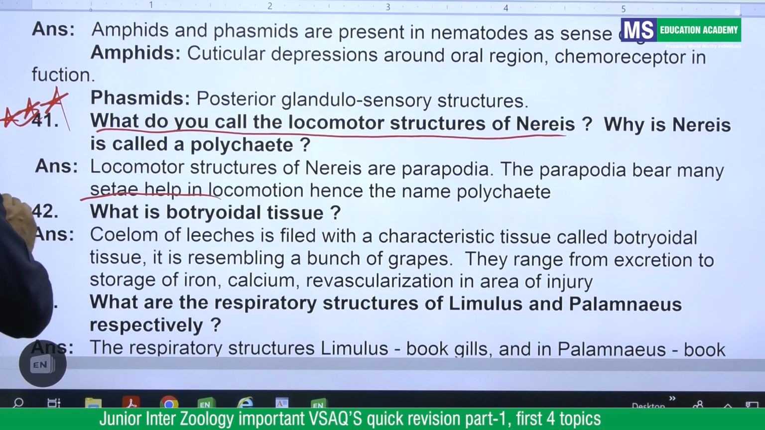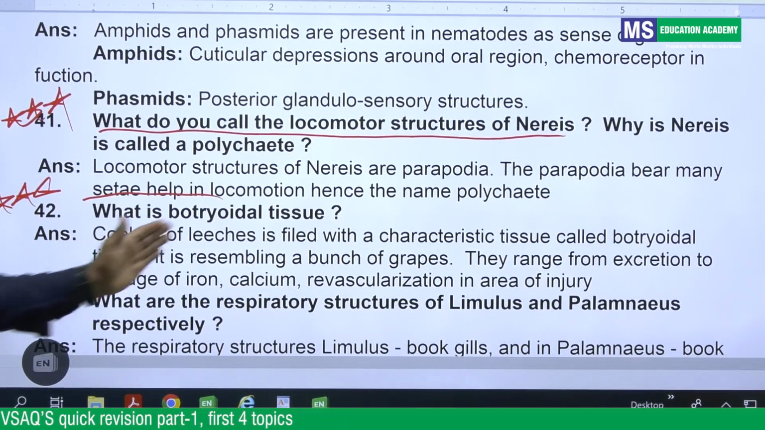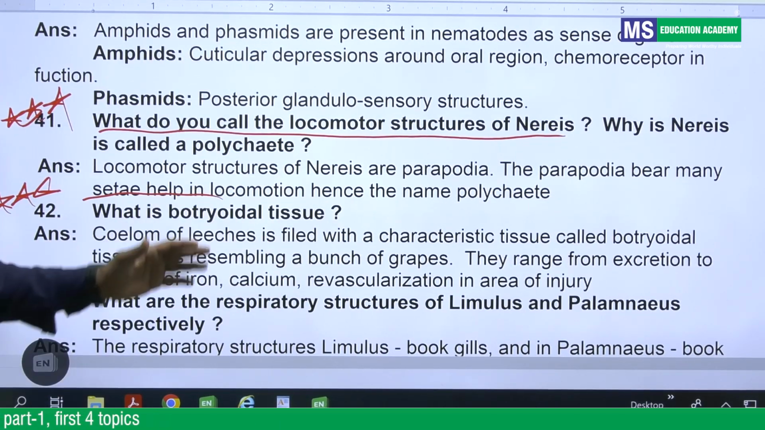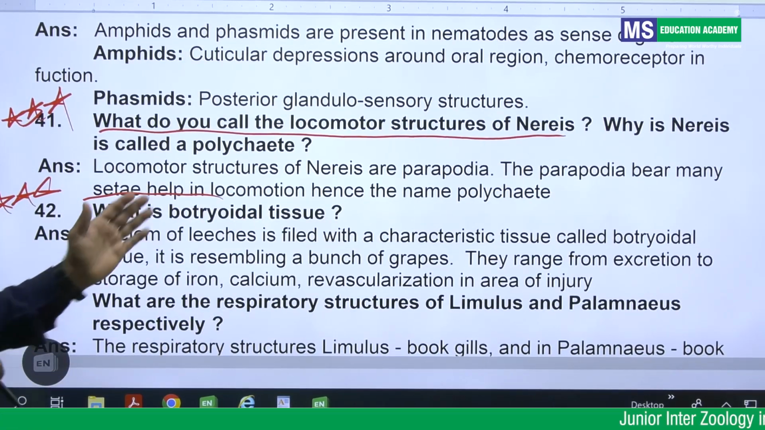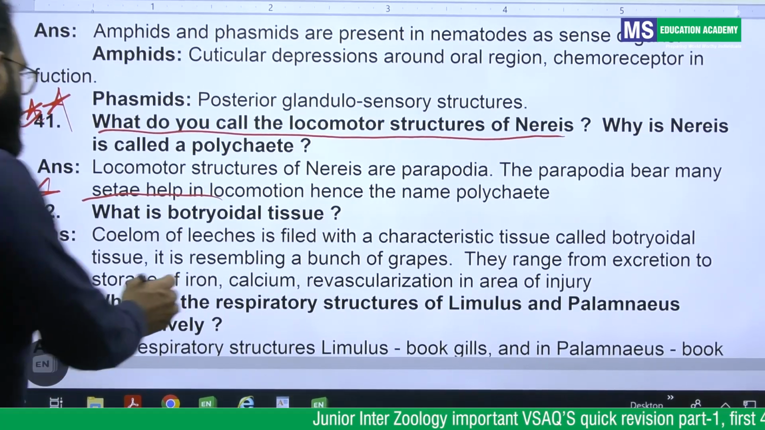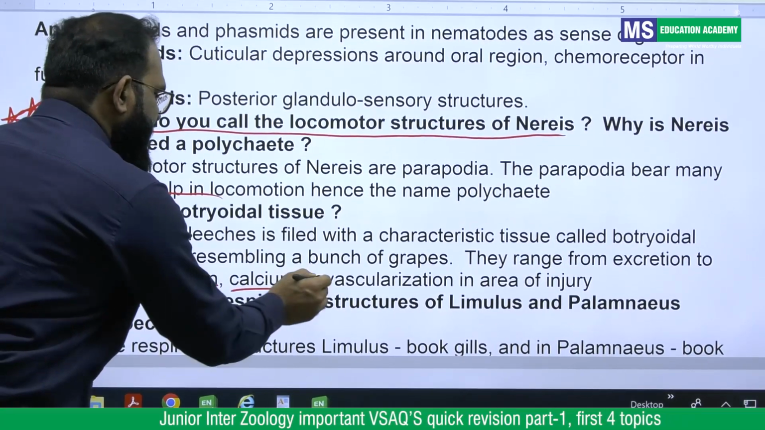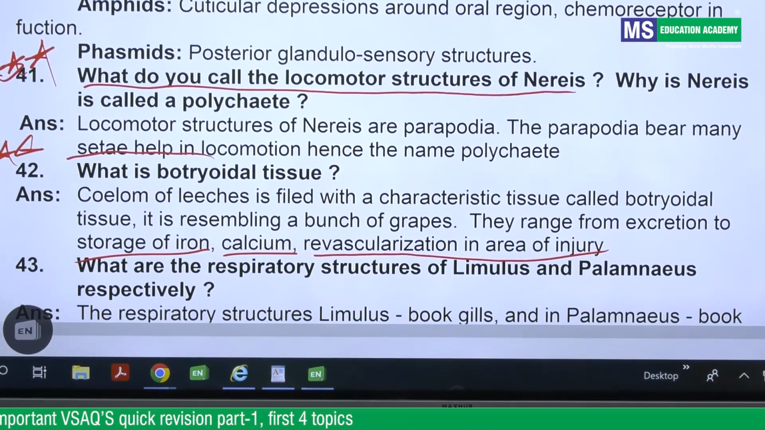Another important question, students. What is botryoidal tissue? Coelom in leeches is filled with a characteristic tissue called botryoidal tissue. It resembles a bunch of grapes. Their function: storage of iron, calcium, and revascularization in area of injury.